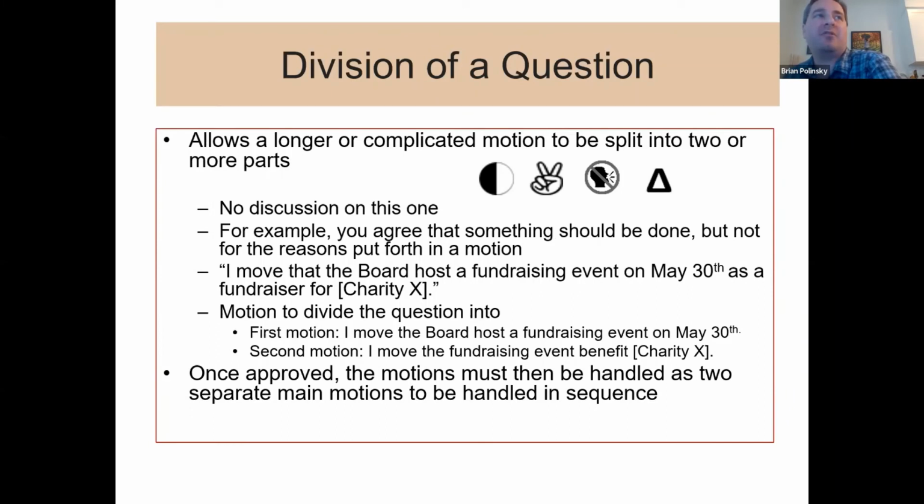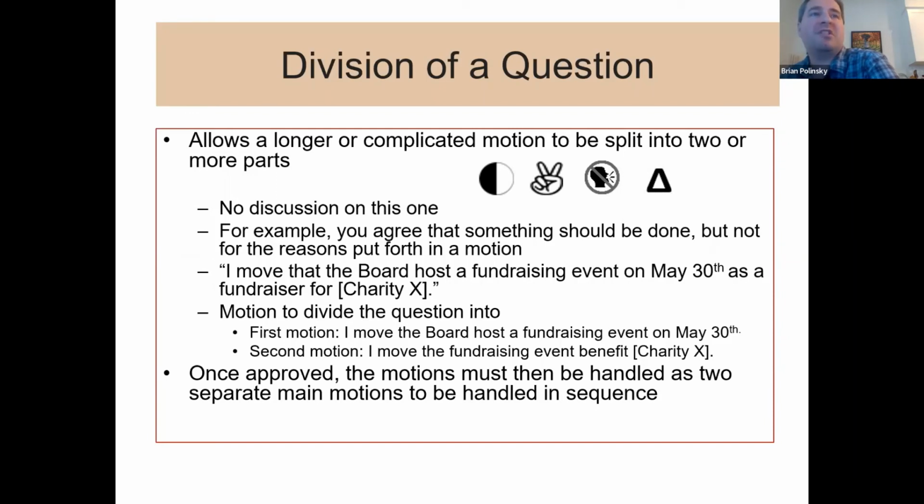So next secondary motion we have is division of a question. And this allows for a longer or more complicated motion to be split into 2 or more parts. A motion asking for division is also done by a simple majority vote, does have to be seconded. But one difference here is it is actually not subject to debate, except that it is amendable. So that is the only thing that can be suggested in terms of the motion to divide the question. But debating the division is not something that should occur.